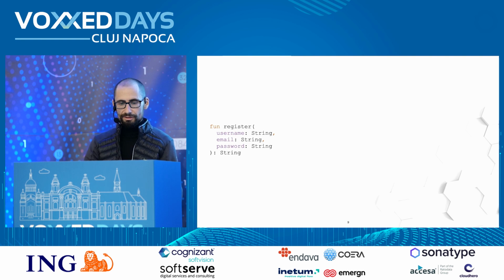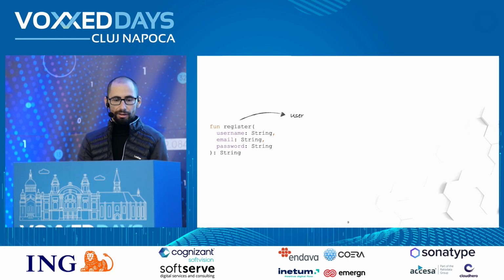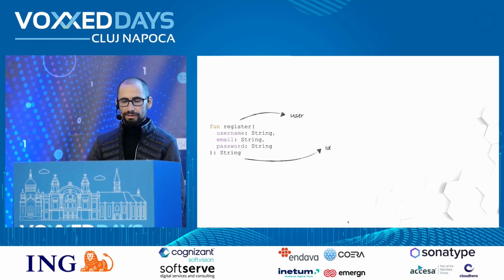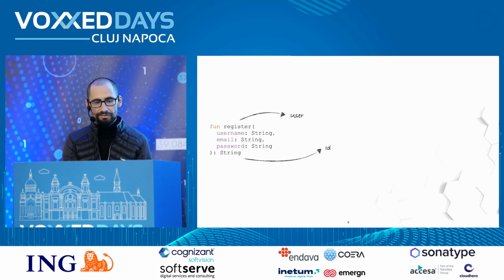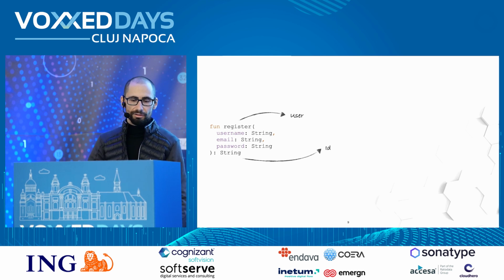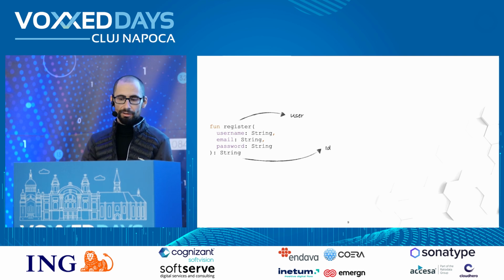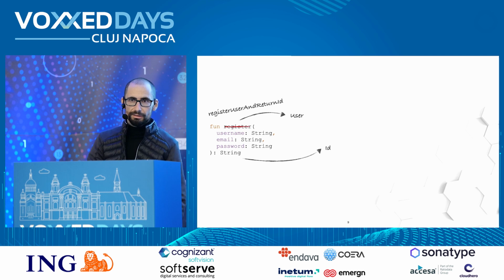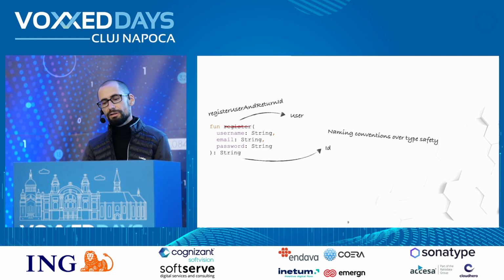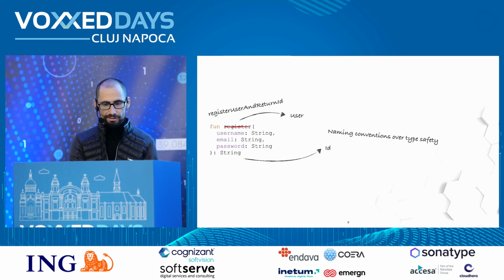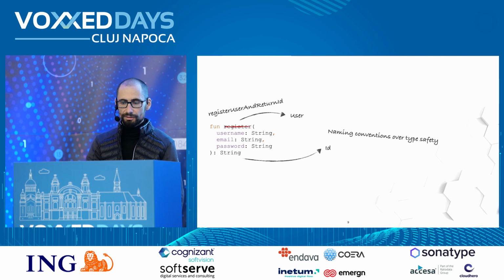Now that we have our user, let's register. We know that we register a user because it was in the specification, and we know that it returns an ID because, again, it was in the specification. But if you look at this function and you didn't read the specification, you probably wouldn't know what's happening here. So maybe we should rename it to register user and return ID to be a little bit clearer. What we're doing here is choosing naming convention over type safety, and probably all of us were guilty of this at some point.